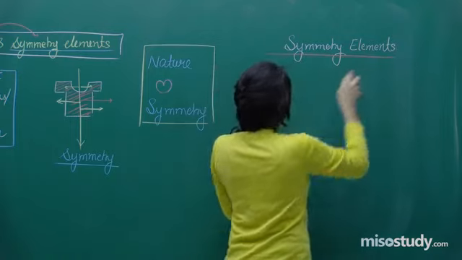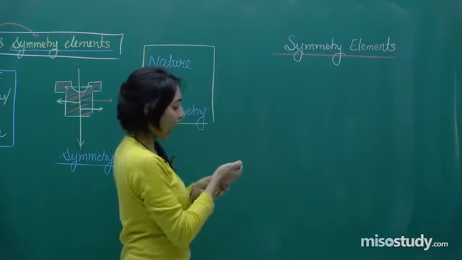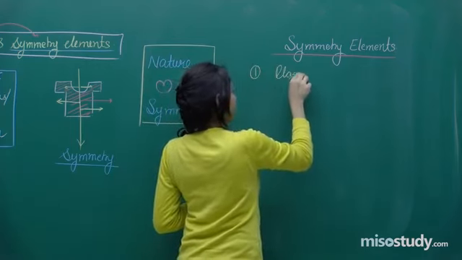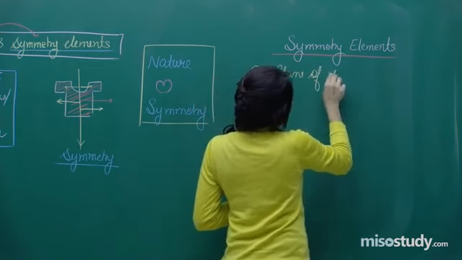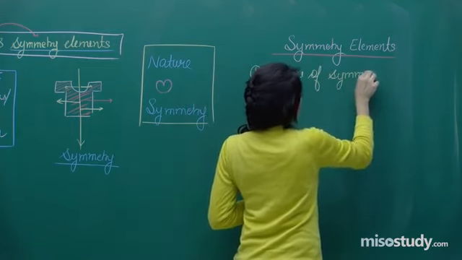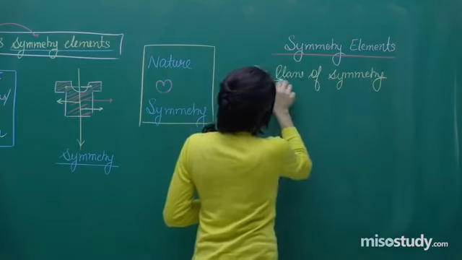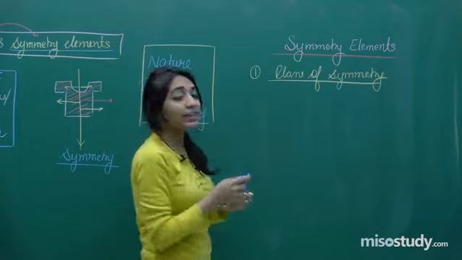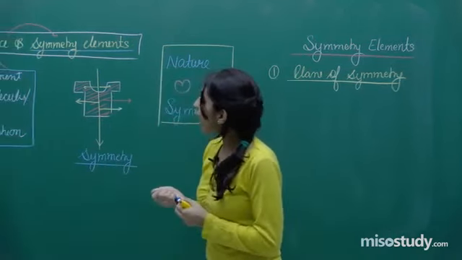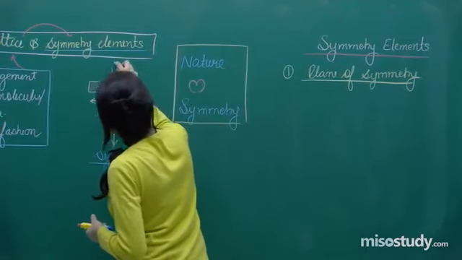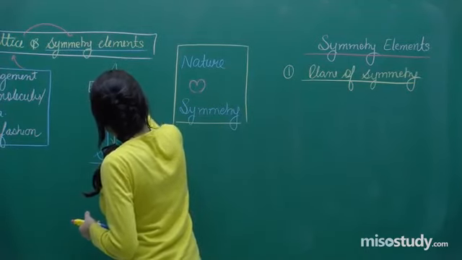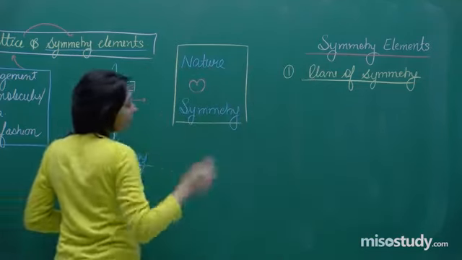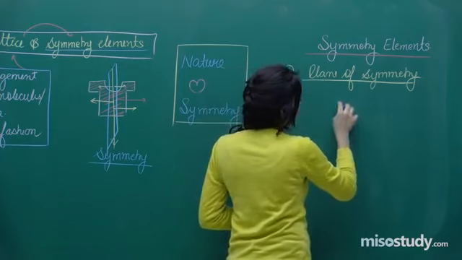The very first symmetry element is known as plane of symmetry. Let us understand what we mean by plane of symmetry. Consider the case of this shirt only. Let's say there is a plane. I have taken the plane about the center of the shirt. Let me draw the plane here.